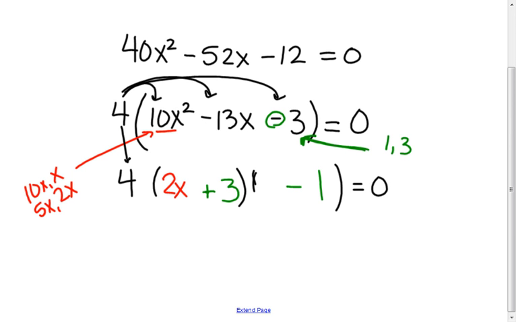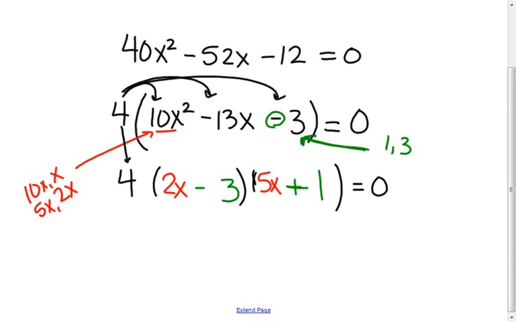So let's try 2x and 5x. Okay. Outsides, negative 2x. Insides, positive 15x. And when I add negative 2x plus 15x, I get positive 13x, but I need it to be negative 13x. And so the quick fix to that is to switch these positives and negatives. So make this one negative and this one positive. Now if you check your outsides and insides, you'll have negative 15x and positive 2x, which gets you right where you need to be.